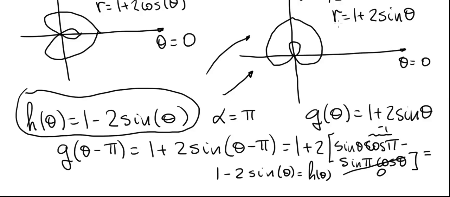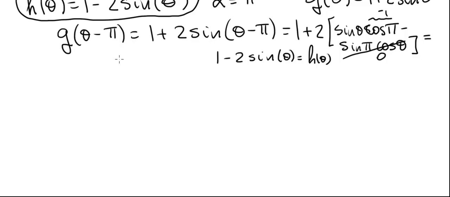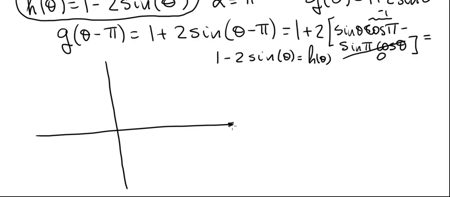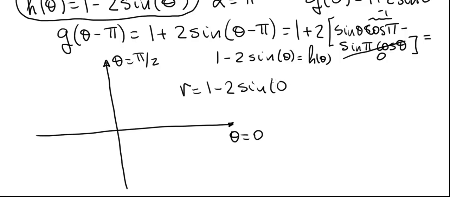And so that would be easy to do. We can just finish that off and have the graph of that limacon. The limacon r equals 1 minus 2 times sine of theta looks like this. And here is its inner loop.